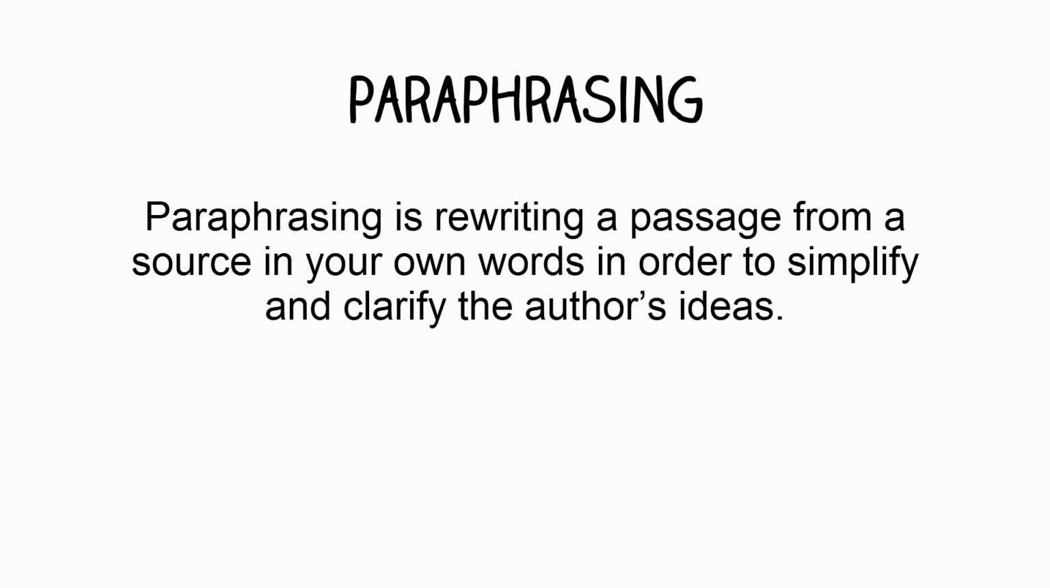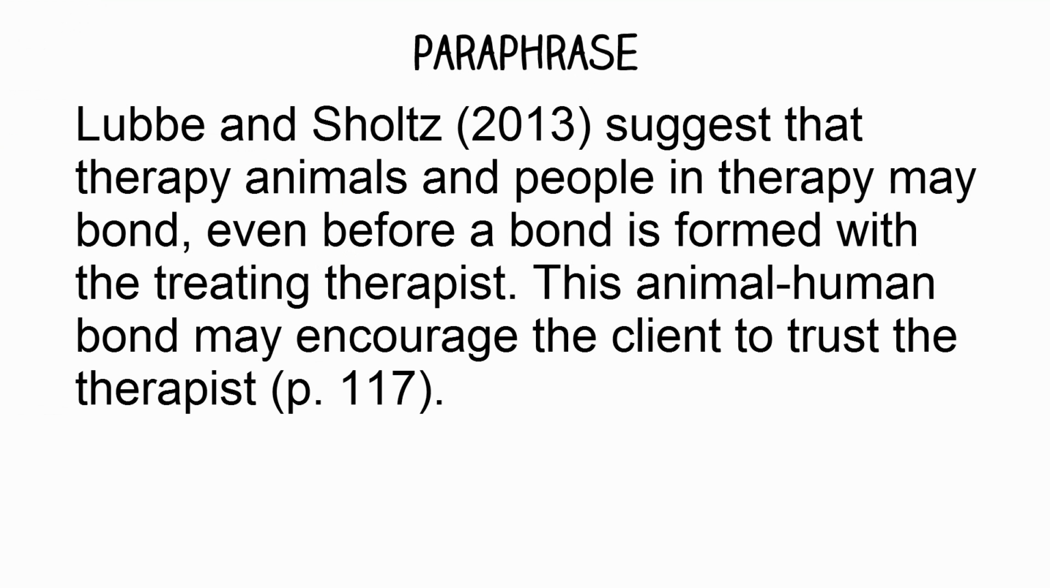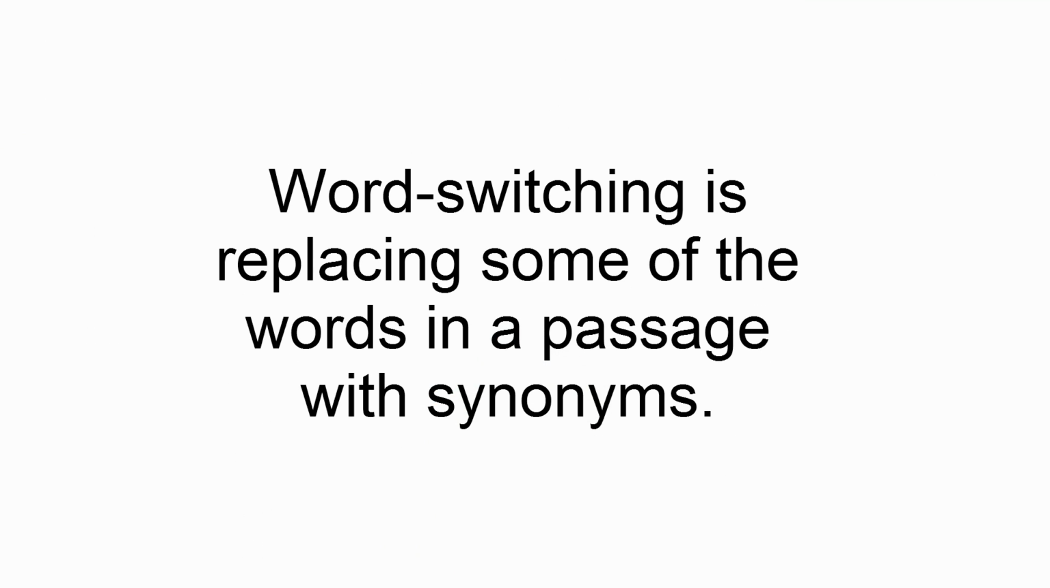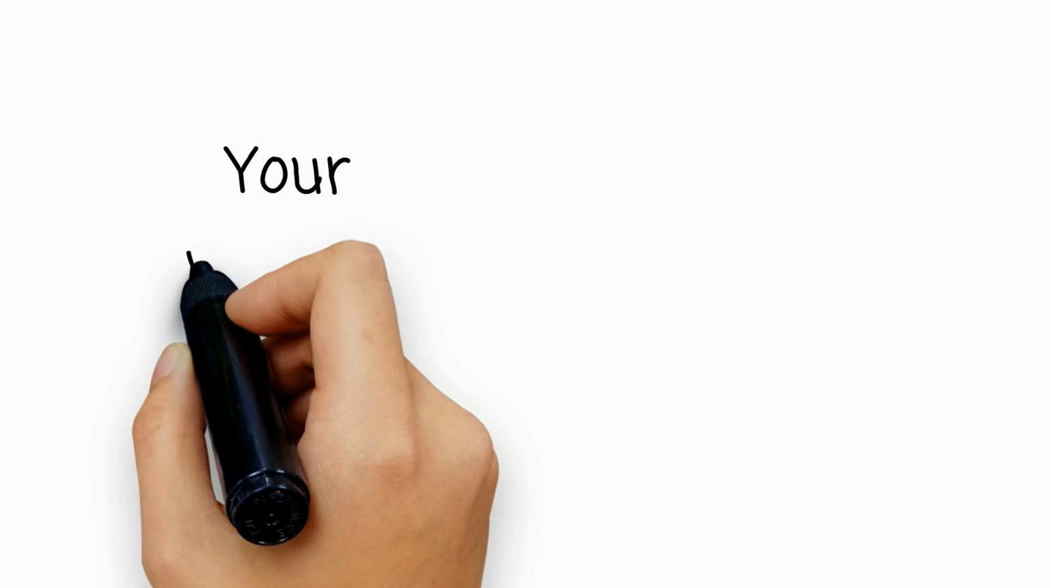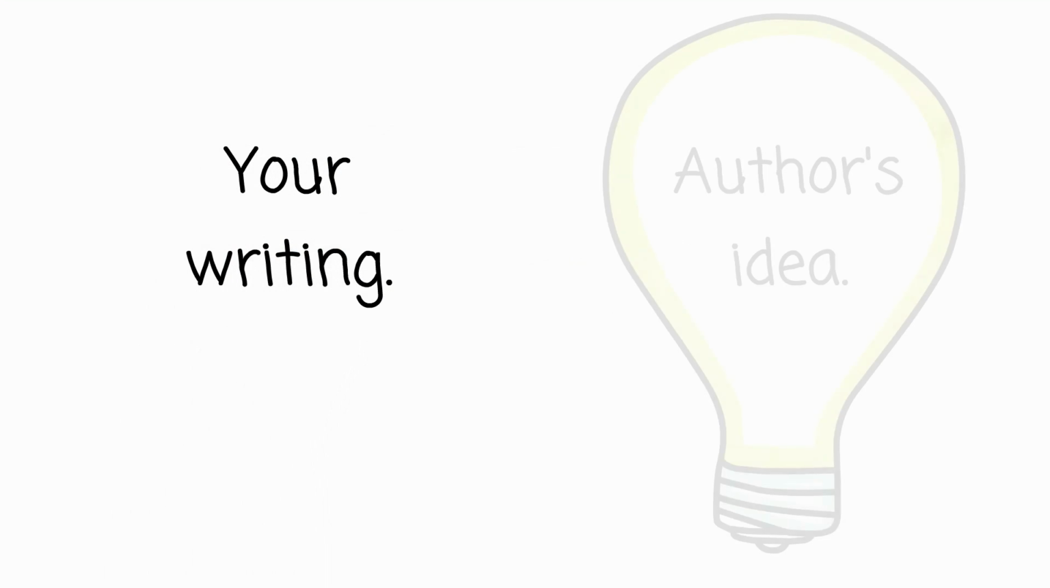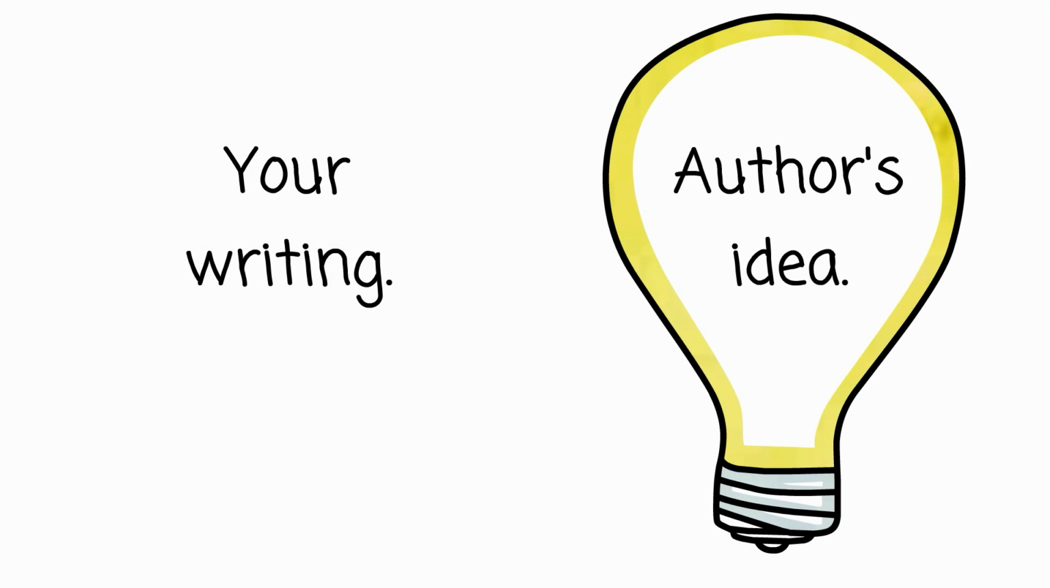Paraphrasing. Paraphrasing is rewriting a passage from a source in your own words in order to simplify and clarify the author's ideas. Here is a paraphrase of the quotation from Lubben-Schultz's article, which we saw earlier. Word switching is replacing some of the words in a passage with synonyms. It is plagiarism. Change the original passage enough that you can call the writing your own, while acknowledging that the idea belongs to someone else.